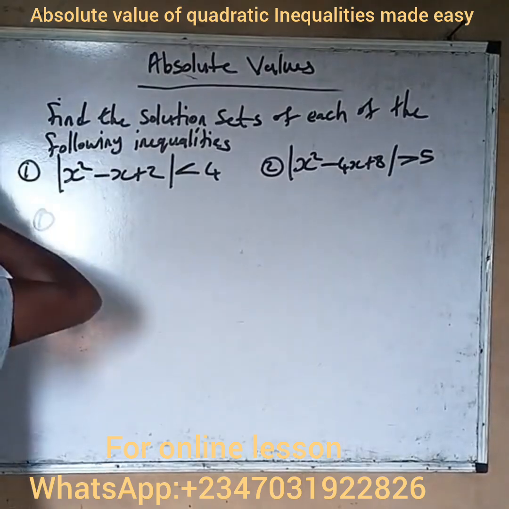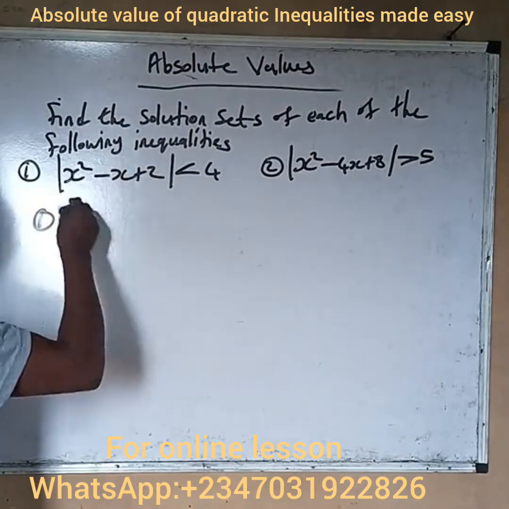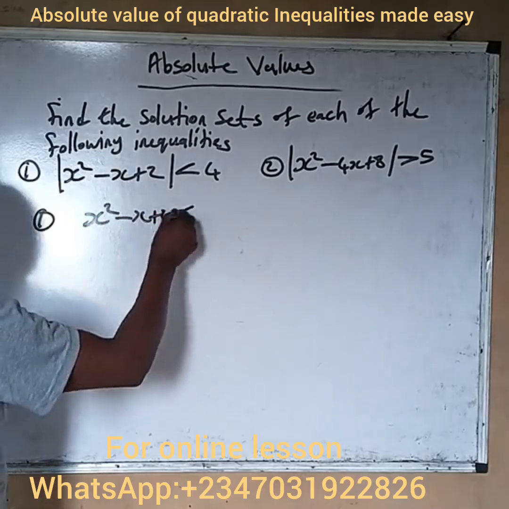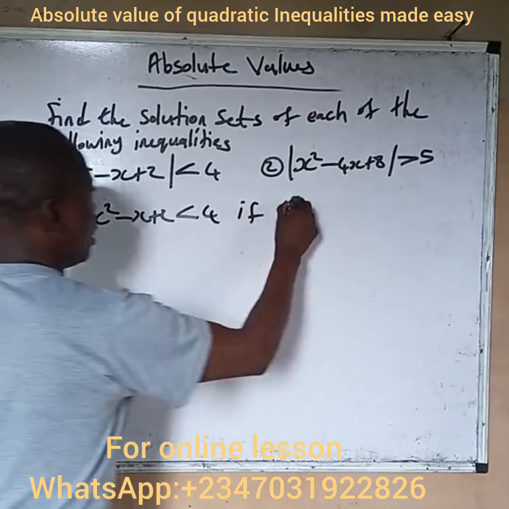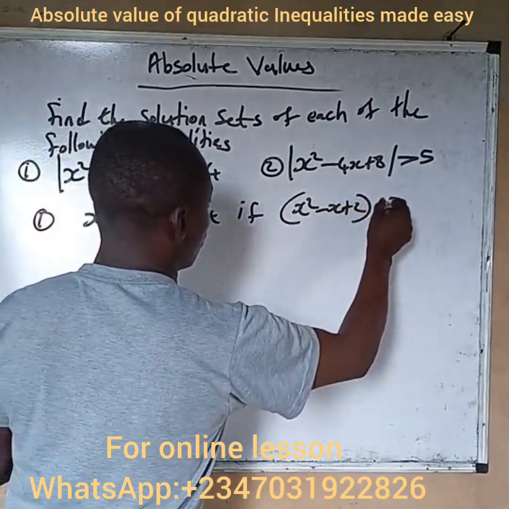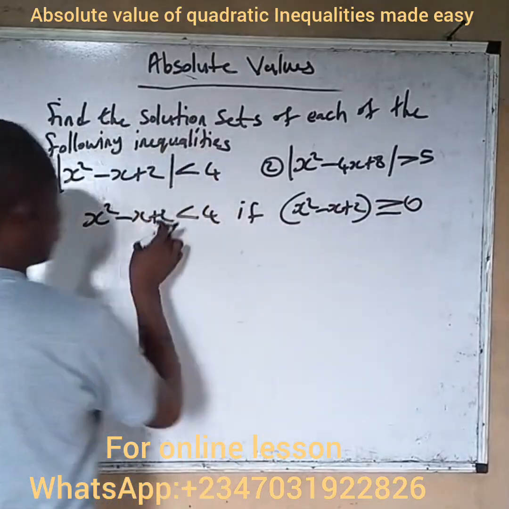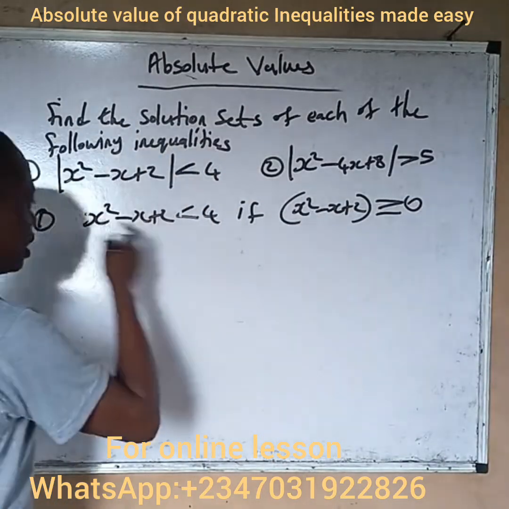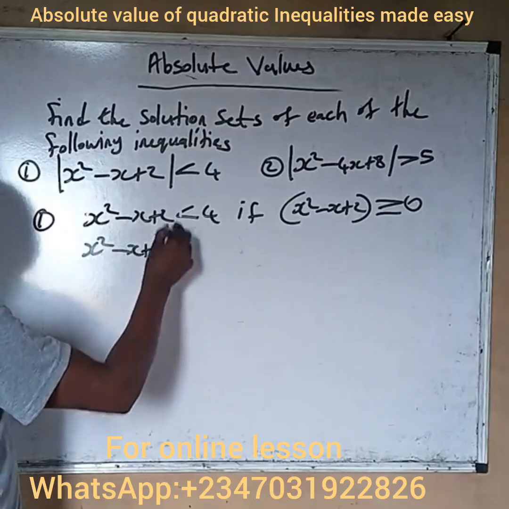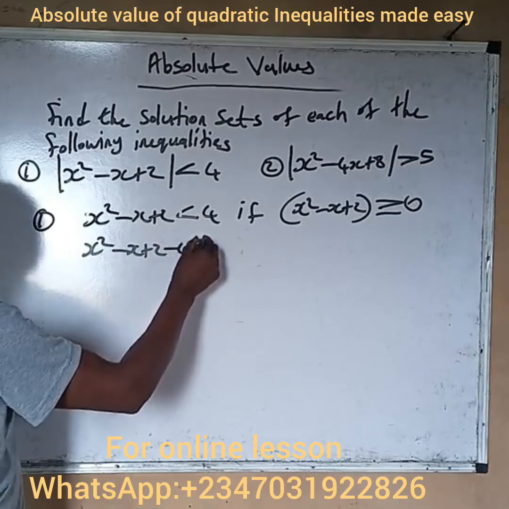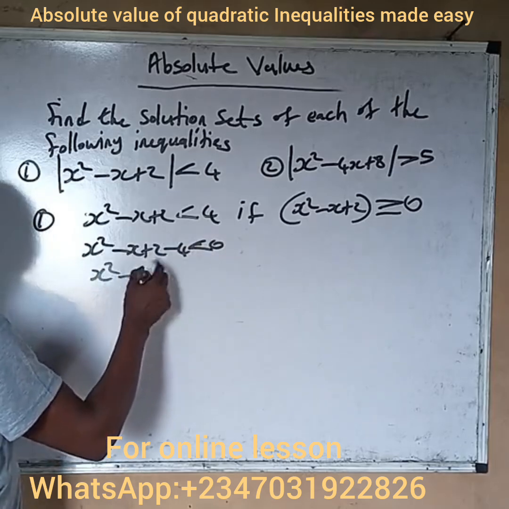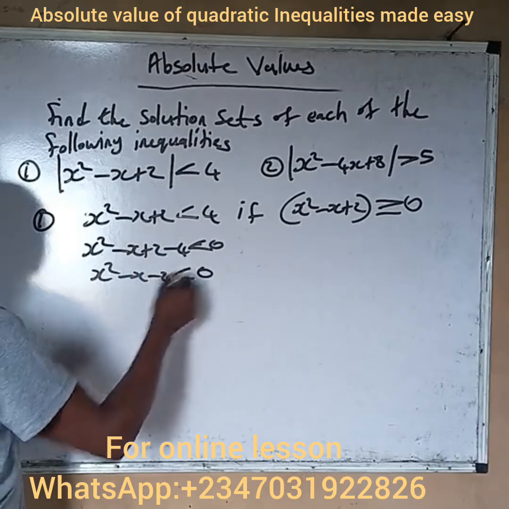Now, all you need to do is that this will still be equal to x squared minus x plus 2, and will now be lesser than 4 if x squared minus x plus 2 is greater than or equal to 0. So this will still remain. So we'll now try to get x here. This will give us x squared minus x plus 2. If we carry 4 here, it becomes minus 4. Here will now be less than 0, right? So x squared minus x plus 2 minus 4, that will be minus 2, less than 0.